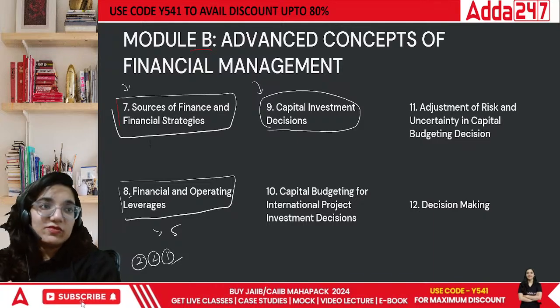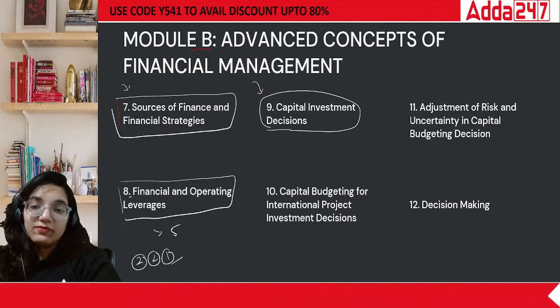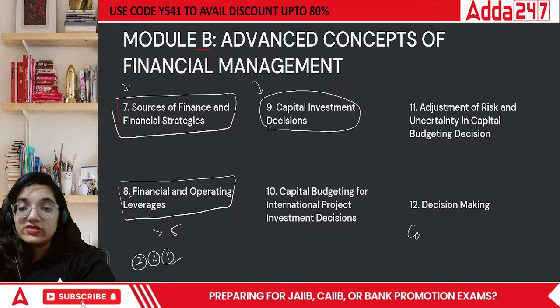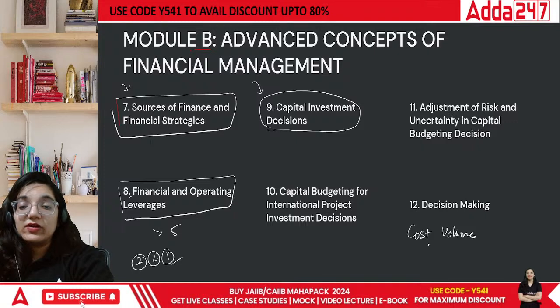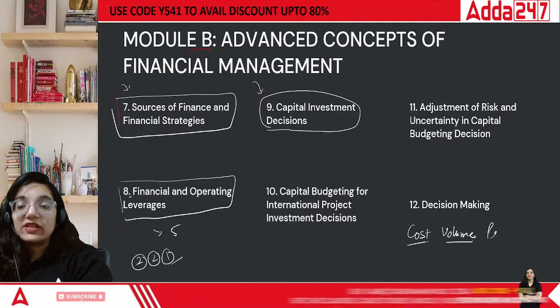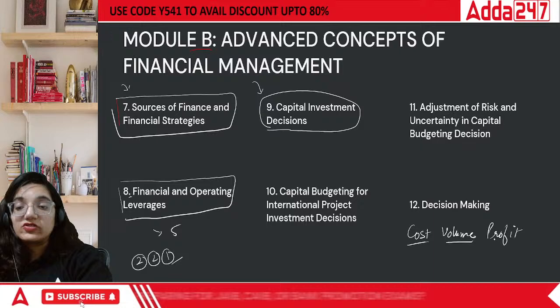And last is decision making. Decision making regarding very important elements, that is the cost of the particular product, then how much of the particular stock we should be producing, and the last one is cost, volume, profit.